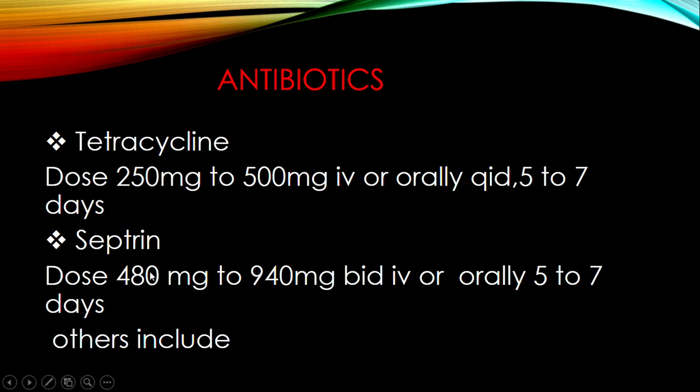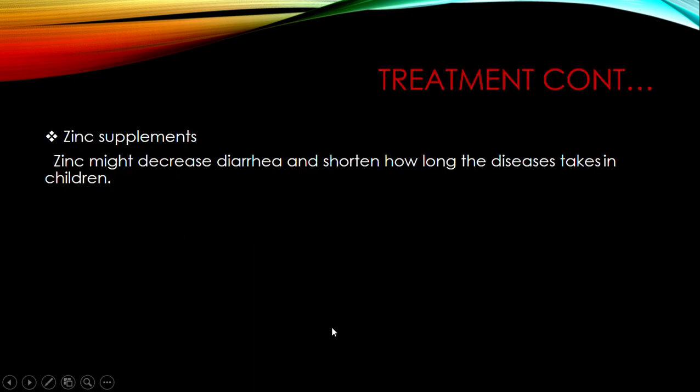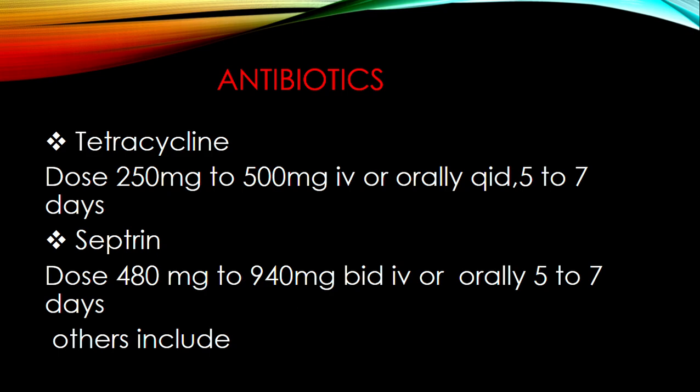So when it comes to antibiotics, tetracycline can be given for adults, at doses of 250 mg to 500 mg IV or orally QID for 5 to 7 days. So Septrin, because it's an antibiotic, can also be given at such doses. Then other antibiotics can also be given, such as ceftriaxone, ciprofloxacin, Flagyl. They can also be administered.